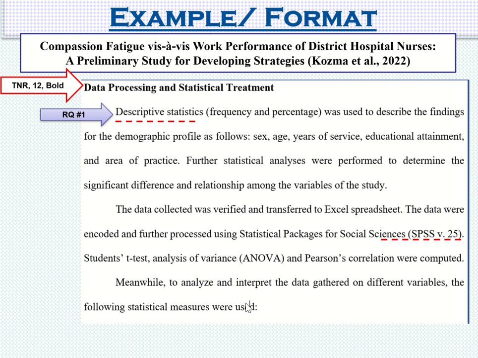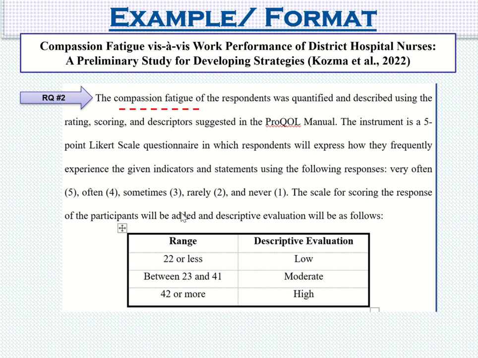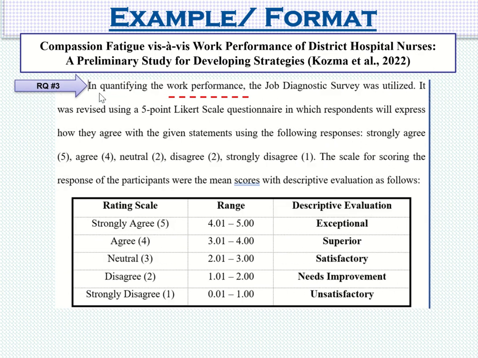So again, I will not be thorough in reading the example. So we have here table of verbal interpretations of the range of findings for compassion fatigue. This paragraph is for research question number 2. So compassion fatigue, this is how the data will be processed and treated. And then you have here the verbal interpretation. And then research question number 3, work performance. So again, the statement kung paano siya mapaprocess and matitreat yung data. And this is again another verbal interpretation.